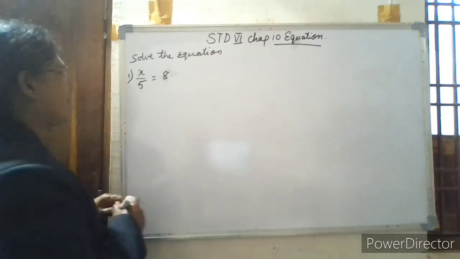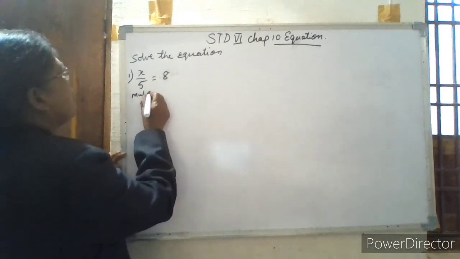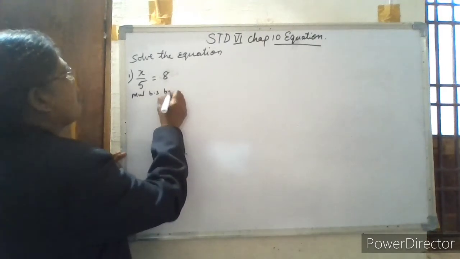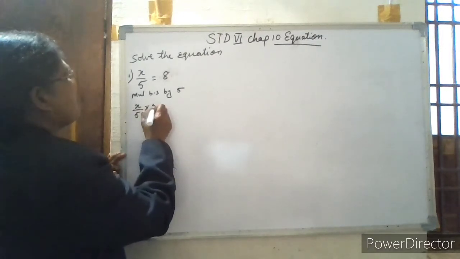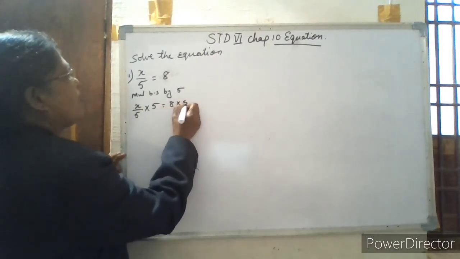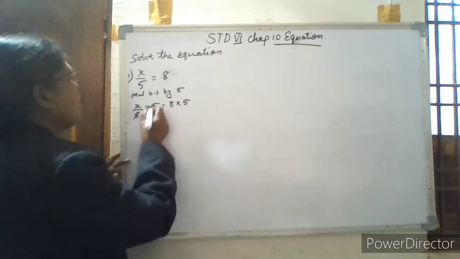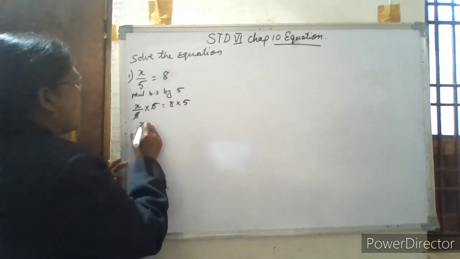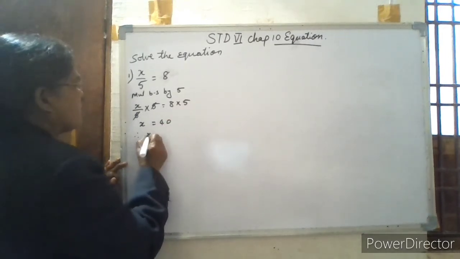So, multiply both sides by 5. So, x by 5 multiplied by 5 equal to 8 into 5. Both the sides, the same thing I am writing. So, 5 will get cancelled. x is equal to 8 fives are 40. Therefore, x is equal to 40.